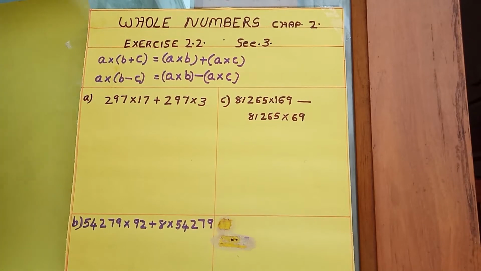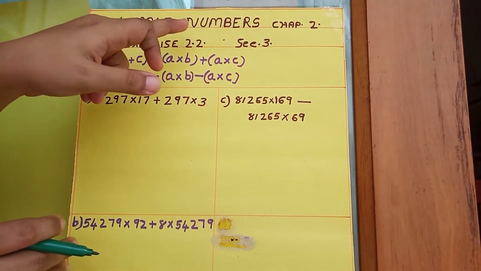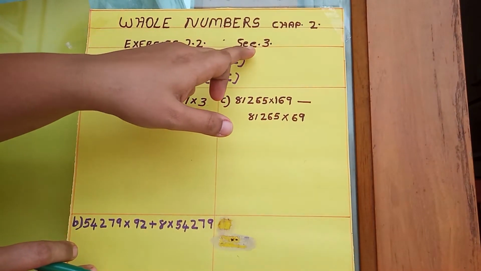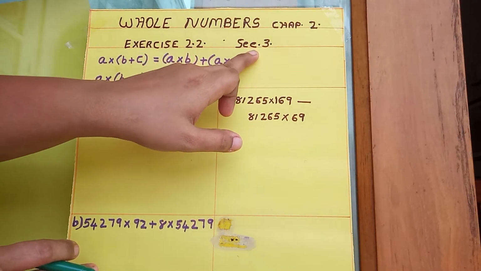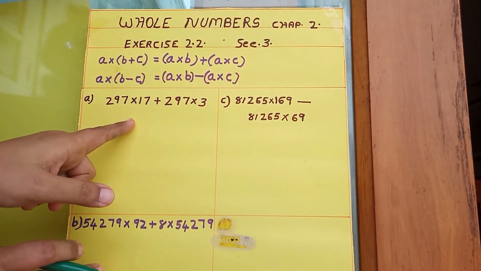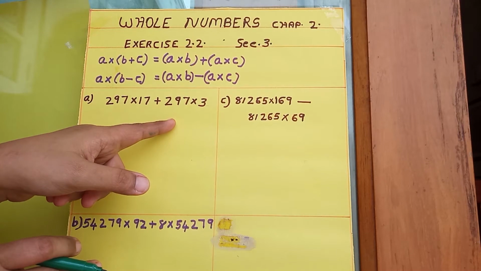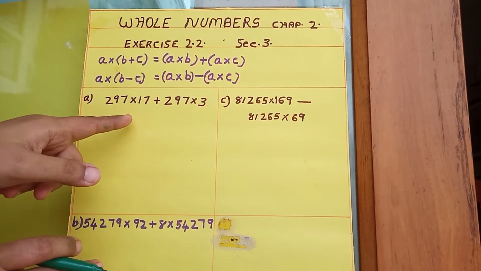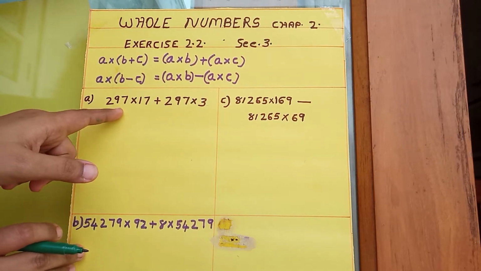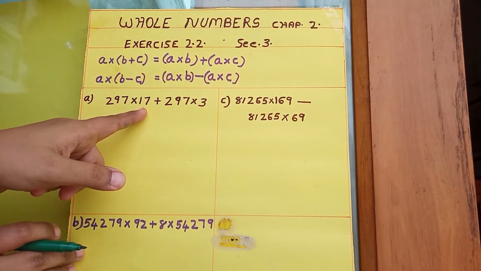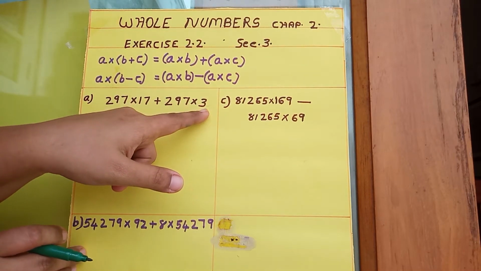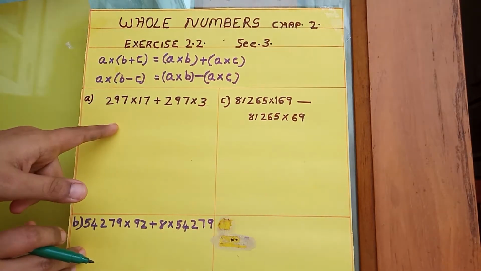Hi kids, in the previous classes we were dealing with whole numbers, that was in chapter 2 and exercise 2.2. Now we are going to deal with section 3. Here you have some problems, you have to calculate this. Before calculating, you should understand it in the actual way: you should calculate 297 into 17 first. Then again you have to calculate 297 into 3 and add those two numbers.